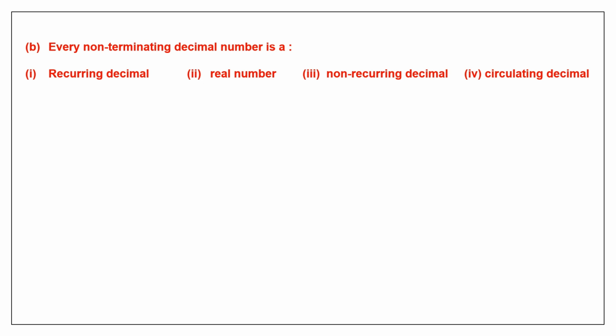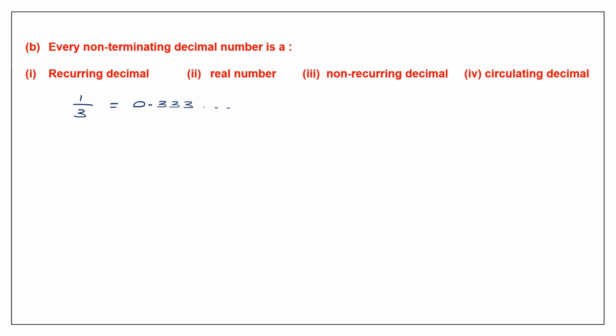For example, if I take 1 by 3, if I divide 1 by 3, my quotient goes on as 0.333 and so on, where the 3 repeats infinitely. This is a recurring decimal. So a non-terminating decimal can be a recurring decimal. It can also be a non-recurring decimal. And now, what are non-recurring decimals? They are decimal numbers that continue infinitely without repeating a pattern of digits.